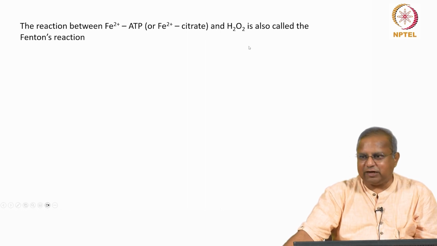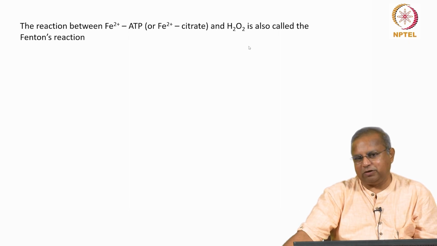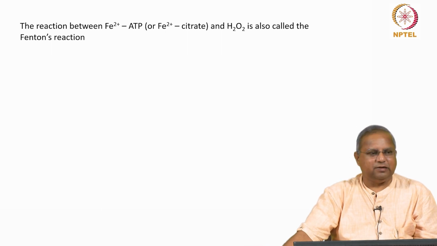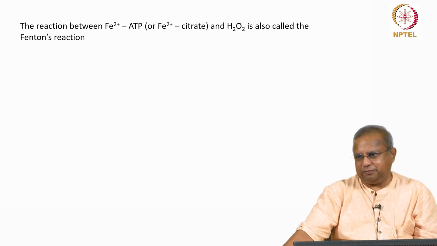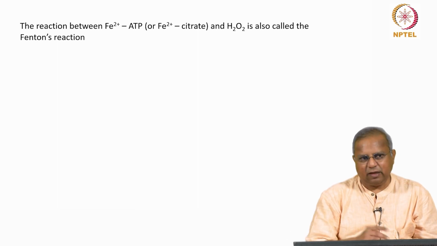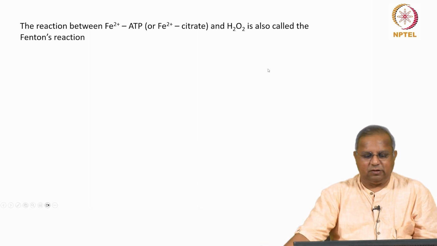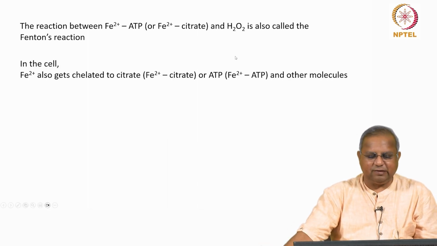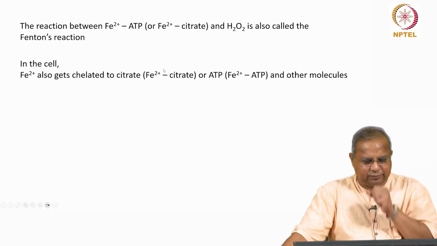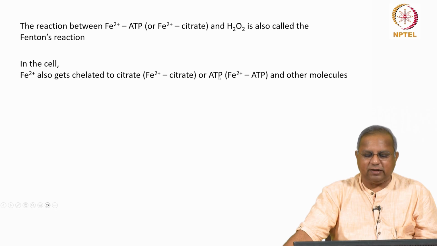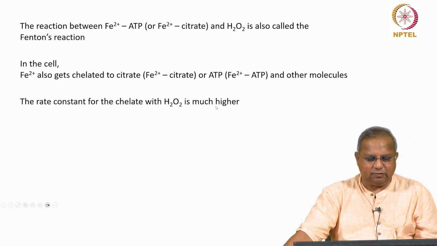And this reaction is far more common in the cell than probably even iron and copper, which are quite common, because iron is present in any tap water, and copper is also present. Any groundwater will have some amount of copper, a lot of iron, and so on. In the cell, iron gets chelated to citrate to give you ferrous citrate, or it gets chelated to ATP to give you ferrous ATP and other molecules.